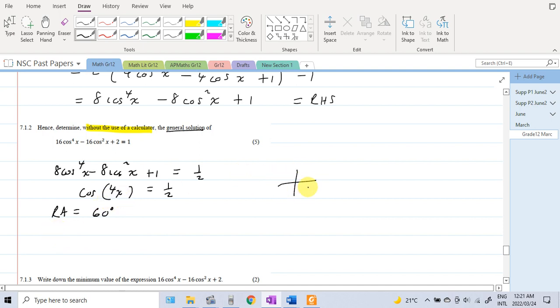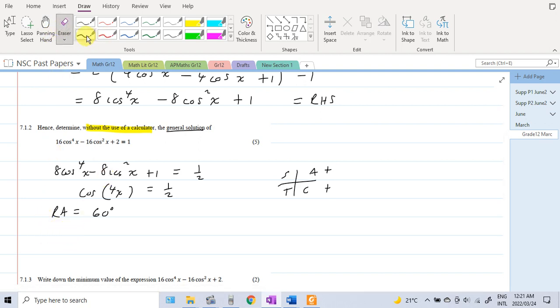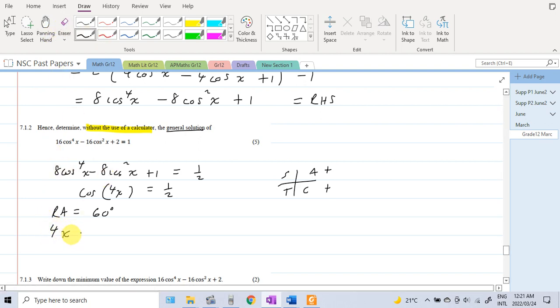So we're going to say 4x is equal to 60 degrees plus k360. Don't forget to write k is an element of Z. We can only choose integer values. Therefore x is equal to 15 degrees plus k, we're dividing this by 4, so 90 degrees.